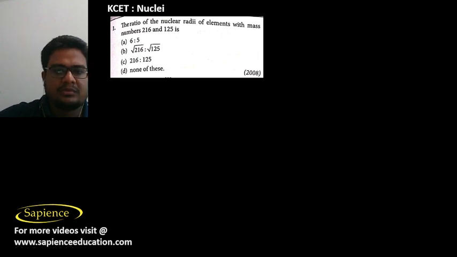So here in this chapter, nuclei, we shall solve from the first question. It is told that the ratio of the nuclear radii of elements with mass numbers 216 and 125 is.